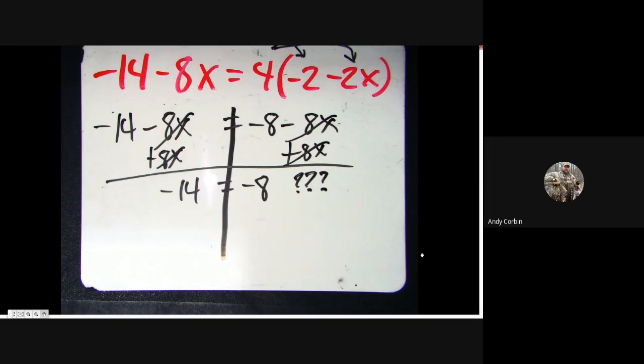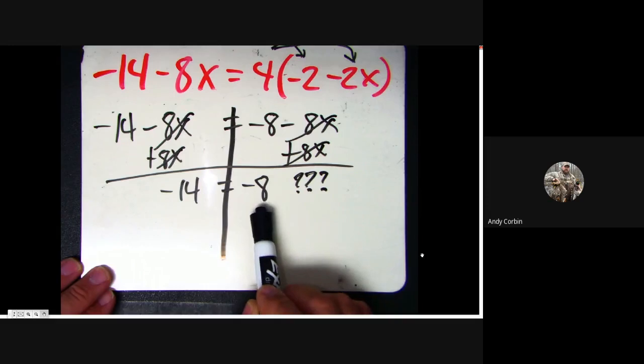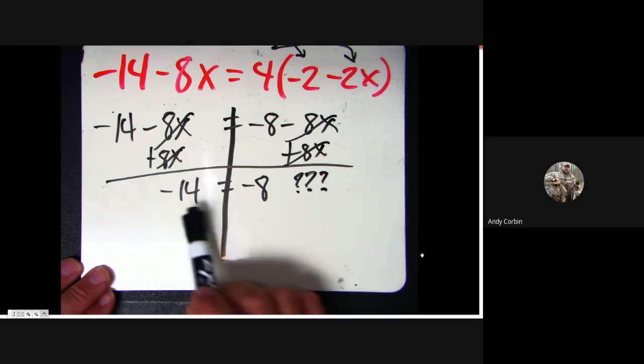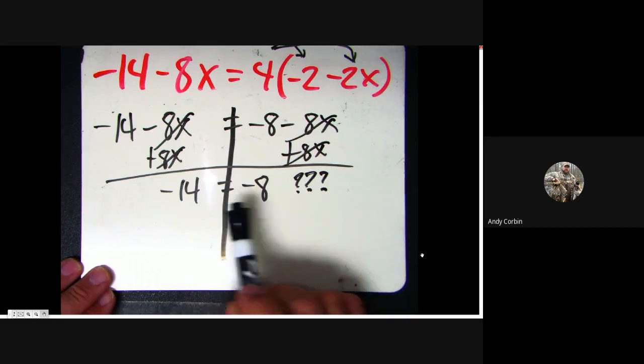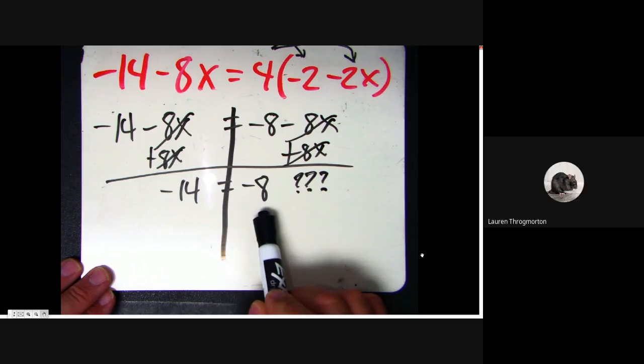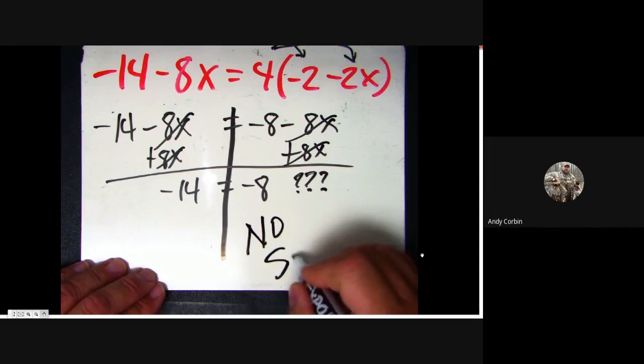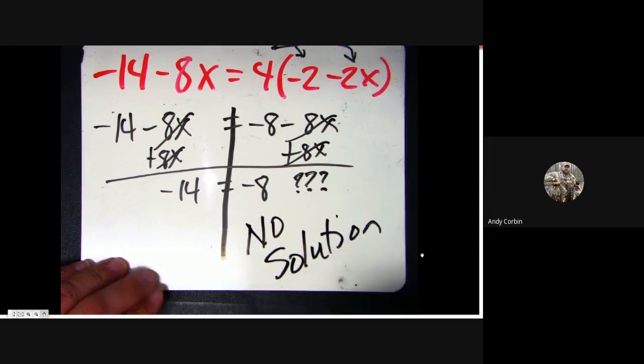The first thing you need to think about is, when the variables cancel themselves out, in other words, no variable left in the equation, I've got two things that I'm going to look for. Is this something that's true, or is this something that's not true? If this is something that's not true, like this, negative 14 will never equal negative 8, then what that means is that there's no solution.